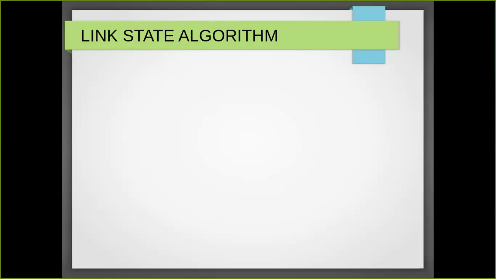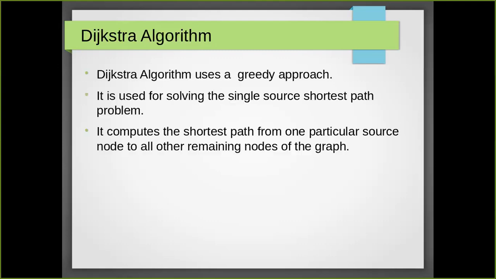Now, how is it different from the distance vector algorithm? The distance vector algorithm uses a distributed approach, whereas in the link state algorithm, each of the routers will exchange messages in order to get to know about the entire topology. So this is how it works. It basically uses a greedy approach. So let's see how this algorithm works.